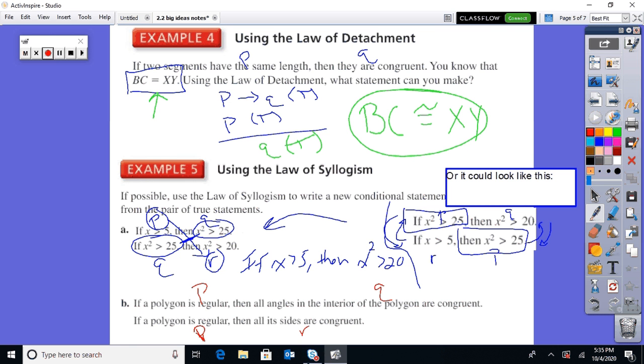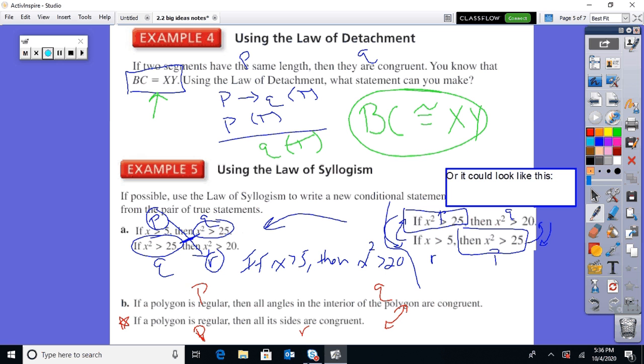Because you'd think you want to say, oh, well, you can just put the first thing with the last thing, P with R, but it already is. That's what this sentence is saying here. So there's nothing else you can conclude, you can't put the interior angles congruent with the sides congruent. You can't say if all angles in the interior are congruent, then all the sides are congruent. That's not the case. You could have a rectangle. All the angles of a rectangle are the same, but the sides aren't.